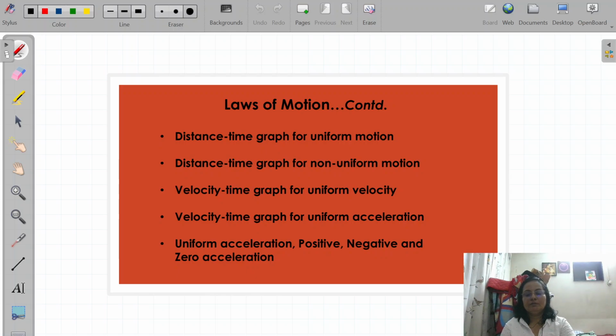Hello students, today we are going to continue with laws of motion. So we are going to cover these following topics. Basically we are going to cover the graphs today.